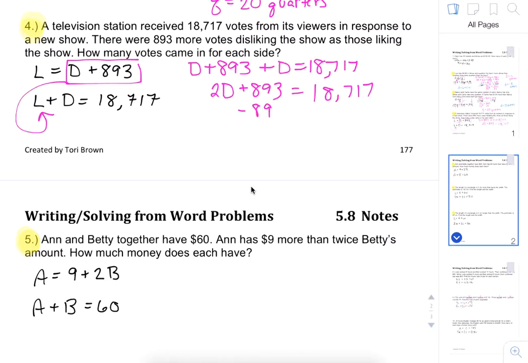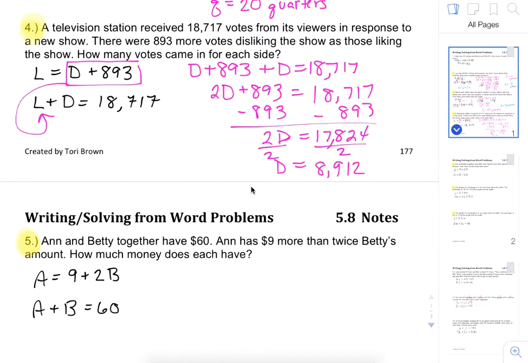18,717 minus 893. That's going to give me 2D equals 17,824. Whoops, 824. And my last step would be to divide that by 2. That means my dislikes were 8,912. Remember, we want to make sure we write out what those units are.